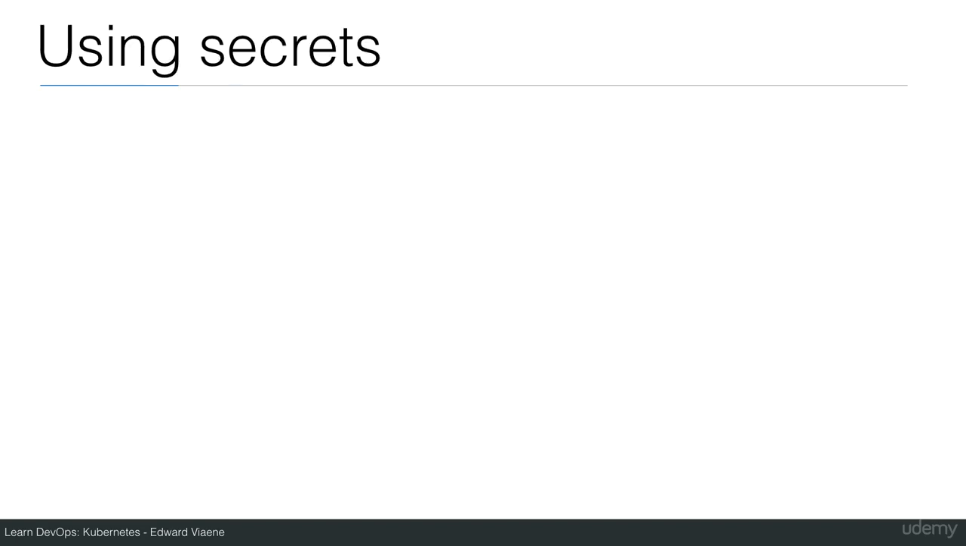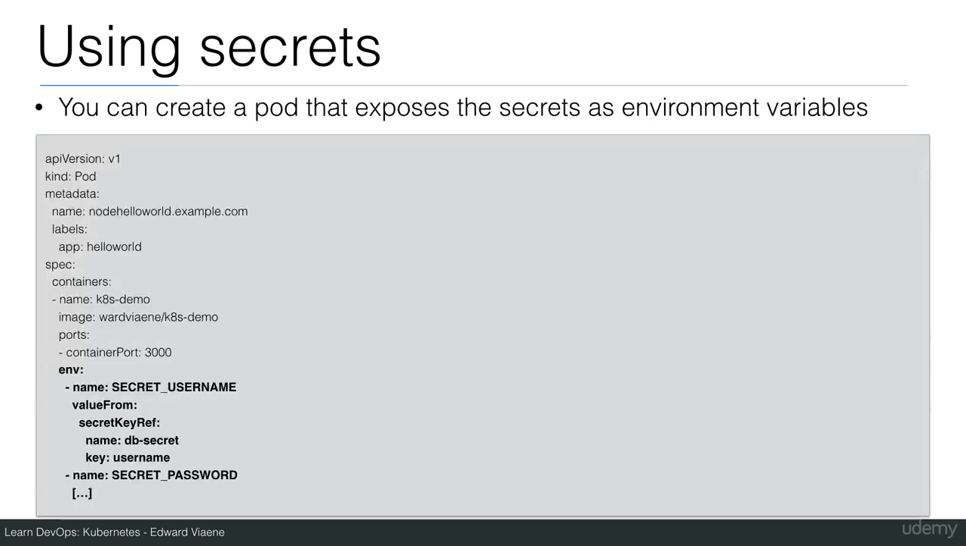Once the secrets are created, then you can use them. At that point, you have the three options. I will show you the two most common ones, which are files and environment variables. If you're going to use environment variables, you can create a pod that exposes the secrets as environment variables.